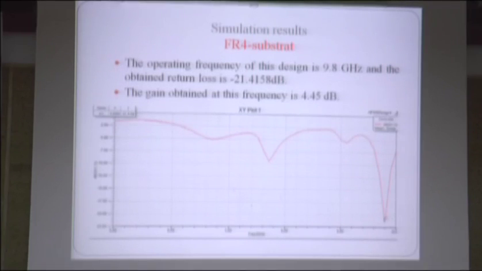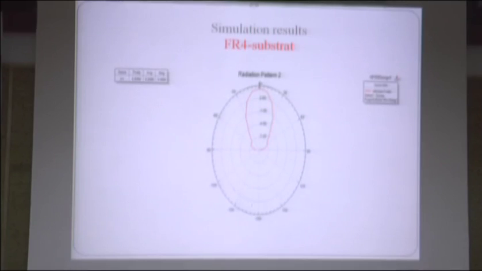If I am using the FR4 substrate, then the operating frequency, which we can also call the resonant frequency, is 9.8 gigahertz, and I get a return loss of minus 21.4158 dB, and the gain obtained at this frequency is 4.45. This is shown in the next slide, and then I am using the zero angle radiation pattern, and I got a magnitude of 4.4564.